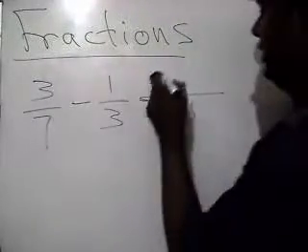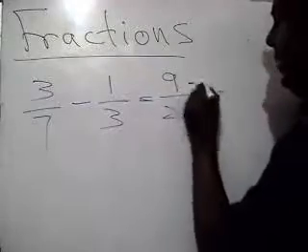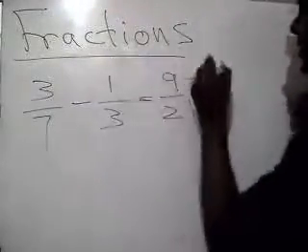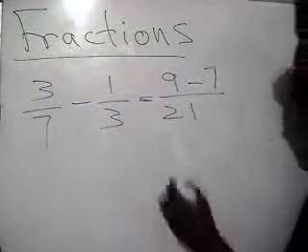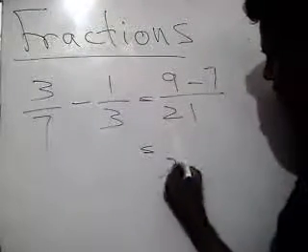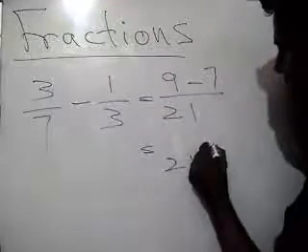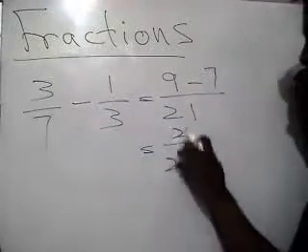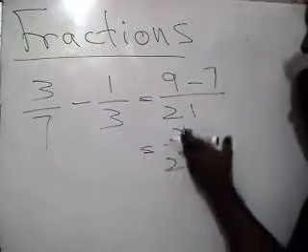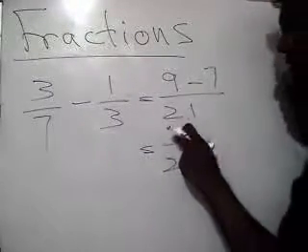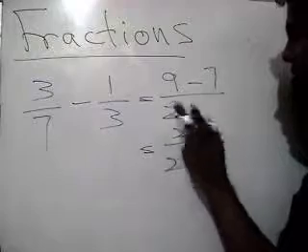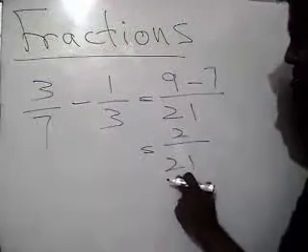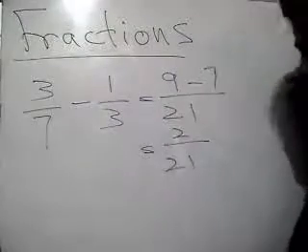So 3 times 3 is 9, minus 1 times 7 is 7. Okay, so we have 21, 9 minus 7 is 2. So can we simplify this further? The only number we can divide this by is 2. Can we divide this by 2? No. So we leave this as it is.